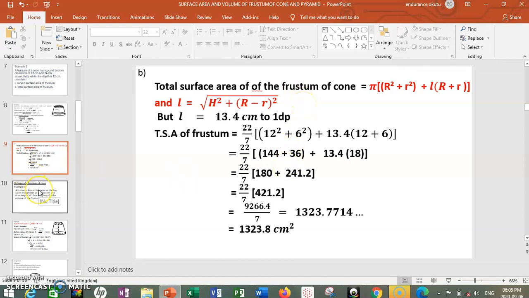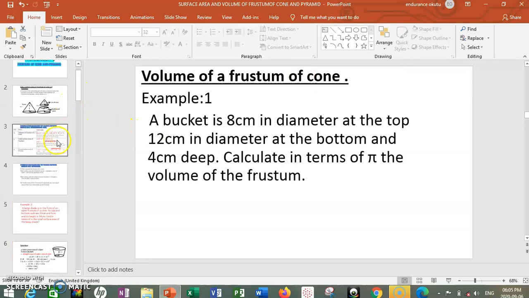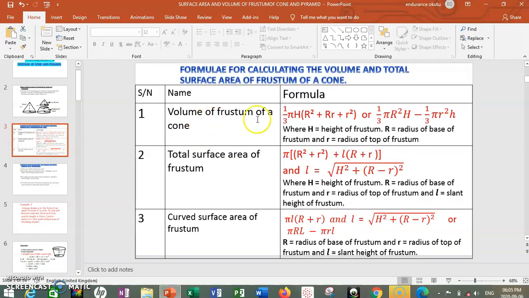Okay, so in our next subtopic, we are looking at the volume of the frustum. The formula for the volume of the frustum is 1/3 pi h (R squared plus R times r plus r squared), all in bracket.